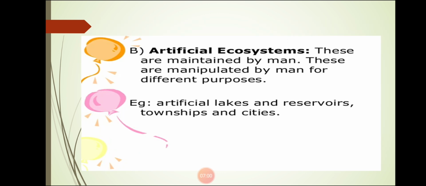Whereas artificial ecosystems are maintained by man. Man has to maintain the artificial ecosystem. It has to be manipulated by man for different purposes. Man has to do different work for different purposes in maintaining the artificial ecosystem. Examples of artificial ecosystem are artificial lakes and reservoirs, townships and cities.